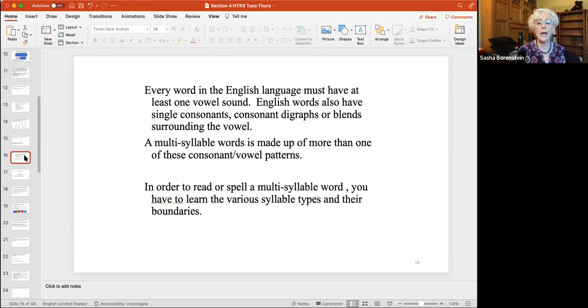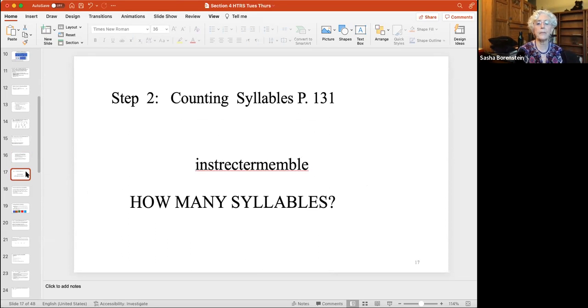Every word in the English language must have at least one vowel sound. English words also have single consonants, consonant digraphs, or blends surrounding the vowel. And multisyllable words are made up of one or two of those patterns. Okay? And so truthfully, when you're working with phonemic awareness, doing multisyllable words is almost easier than doing complex one-syllable words, because you can have two simple syllables in them.